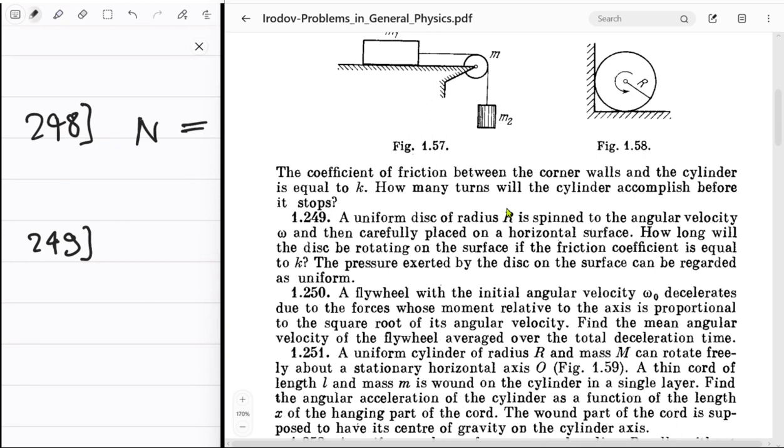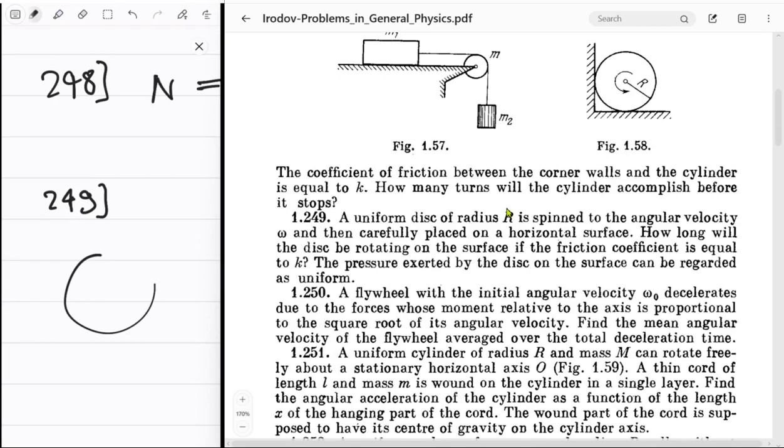How long will the disk be rotating on the surface if the friction coefficient is equal to k? Wait, no diagram, huh? There are two things that I could be doing. The first one is maybe you just place the disk like this. So that's what I'm thinking right now, that's what they did.